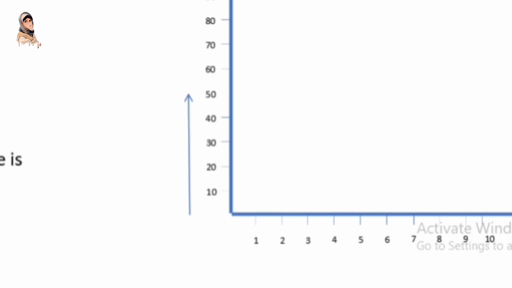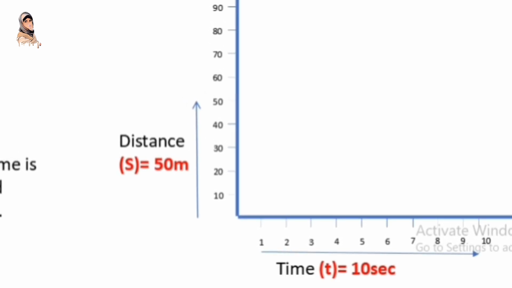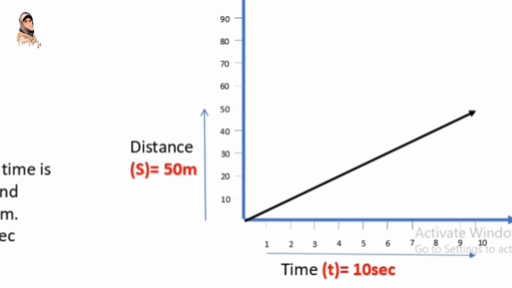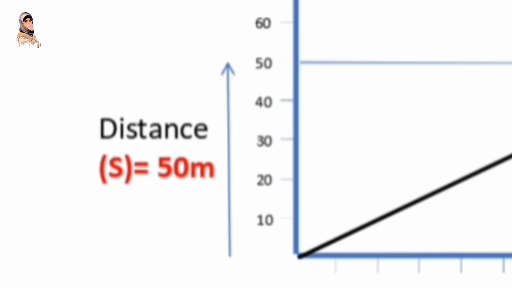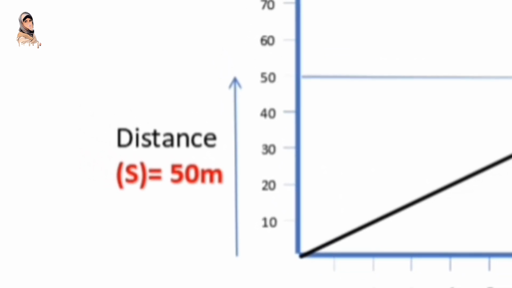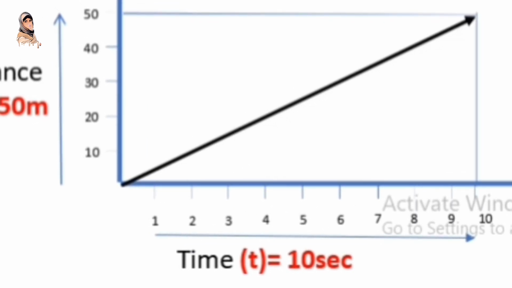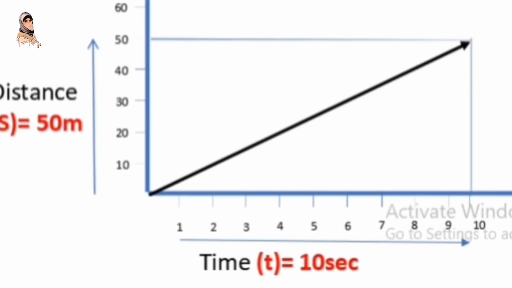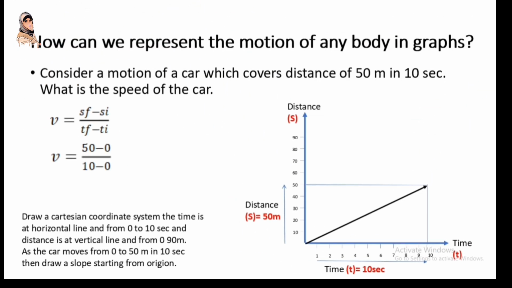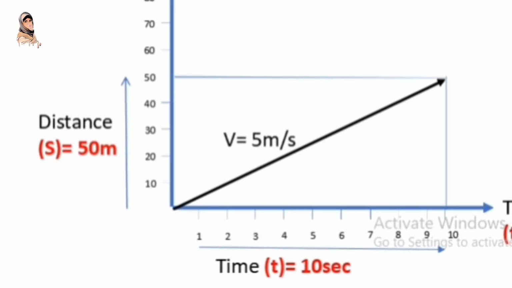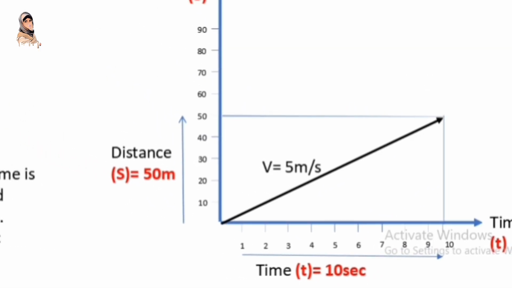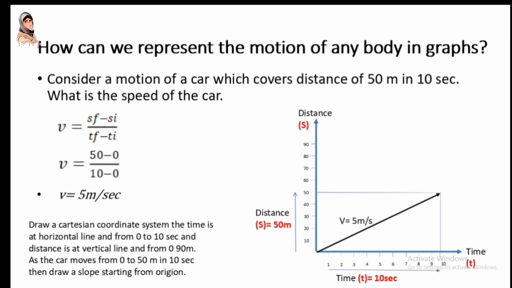As the car moves from 0 to 50 meters in 10 seconds, draw a slope starting from the origin. Now, the final distance is 50 meters and the initial distance is 0 meters, and the final time is 10 seconds and the initial time is 0 seconds. So by putting in the values, we get the speed of the car as 5 meters per second. Now the slope of this graph gives us the speed of the car, which is 5 meters per second.